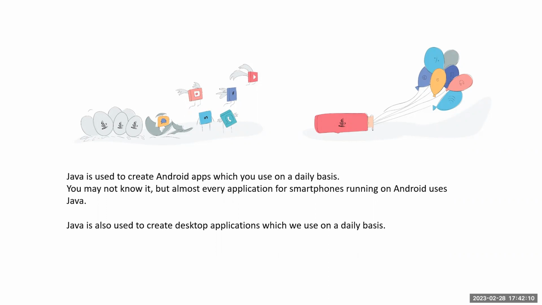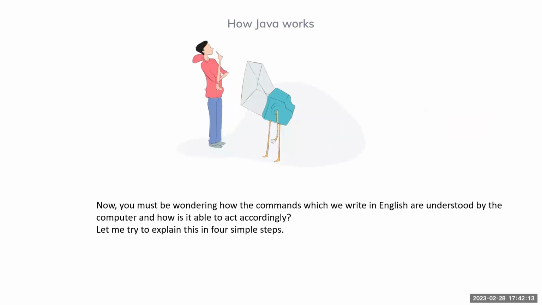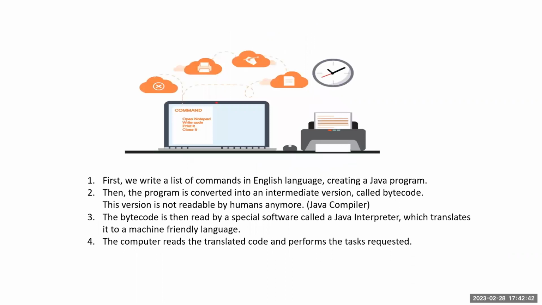You might have a question: how does Java work? How do I write these commands and tell them to the computer, and how can the computer understand English, because you are going to write the program in English? How is it going to act? Let us see some steps. What do we do when we write a program? We write a list of commands in the English language.